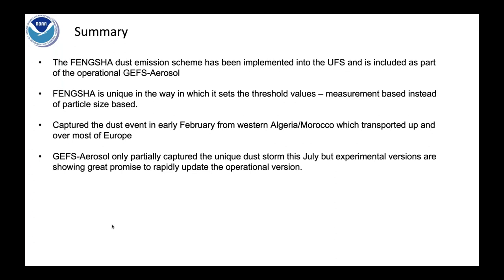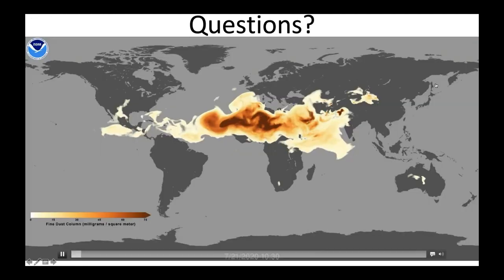We're able to capture dust events in February and over the July period, but we're showing that there's still room for improvement for the dust scheme, and that having a better description of the surface improves the dust emissions drastically. And that's all I got.